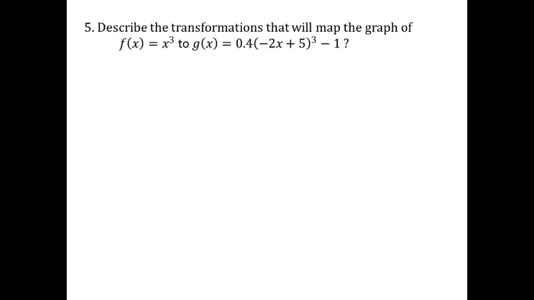Question number 5, describe the transformations that will map the graph of f of x equals x cubed to g of x equals 0.4 times (negative 2x plus 5) raised to the third power minus 1. Now on this question, I want to just add in some parentheses here to change the question up a little bit, make it more like questions that we did in class.